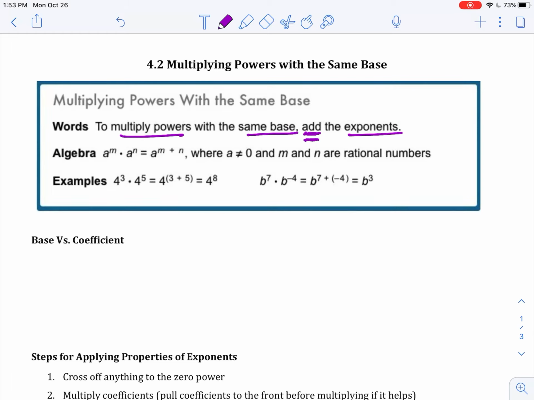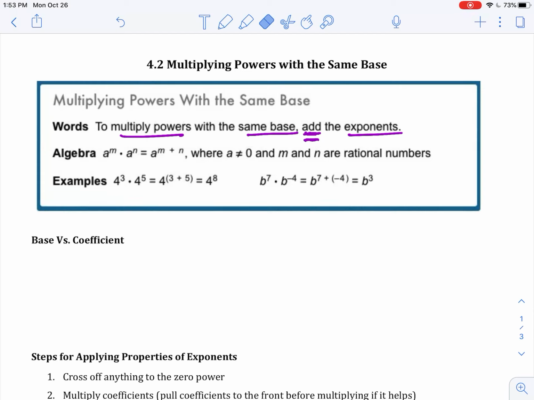So for the first example, it said if you have 4 to the third power times 4 to the fifth power, you would literally keep that base the same and add up the exponents. So we'd have 4 to the 8th power. A lot of people want to multiply the 4 times 4 and say it's like 16 to the 8th power, and that would be incorrect. So let me show you why.